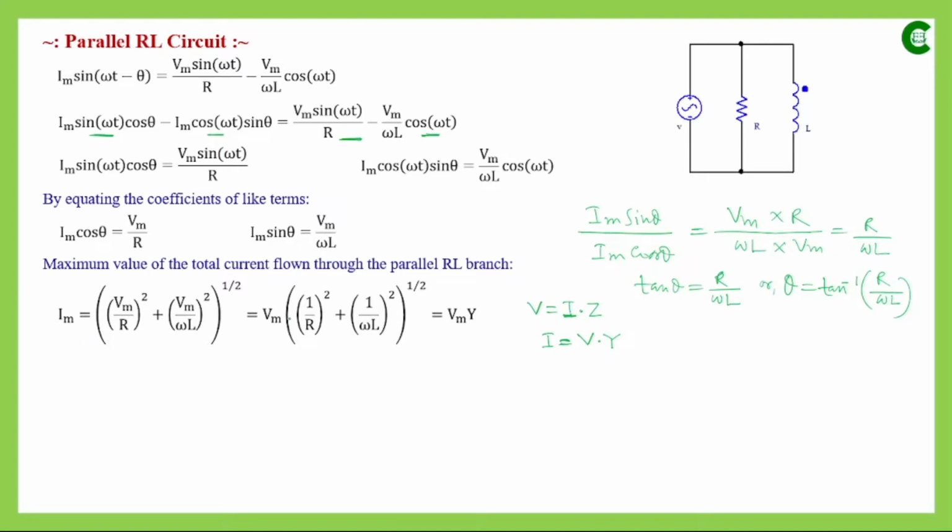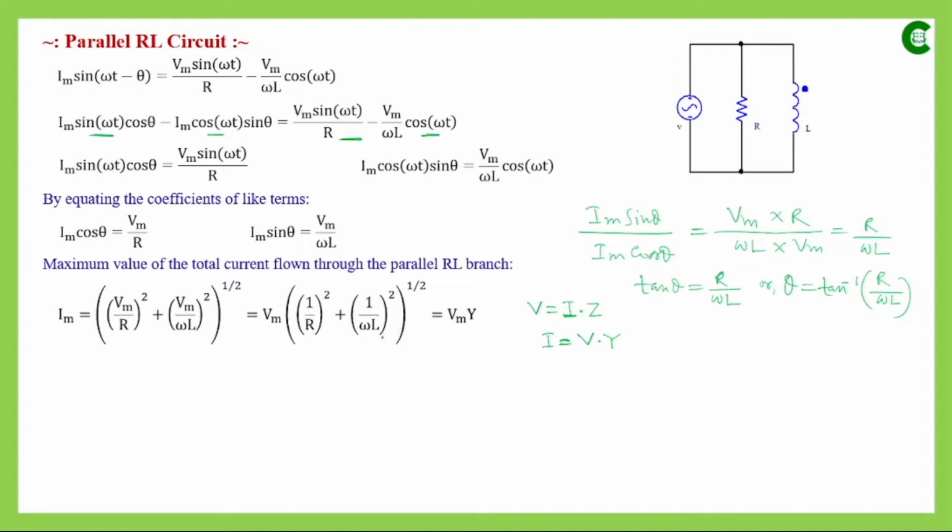Since this is the expression of the maximum current, on the right side of that equation we have voltage, and this term will definitely contribute to the admittance, not impedance here. So finally it can be written as Im, the peak value of the current, which is equal to Vm multiplied by this term. So the peak value of the voltage multiplied by the admittance. We can conclude here that the admittance of this parallel RL branch is this value.